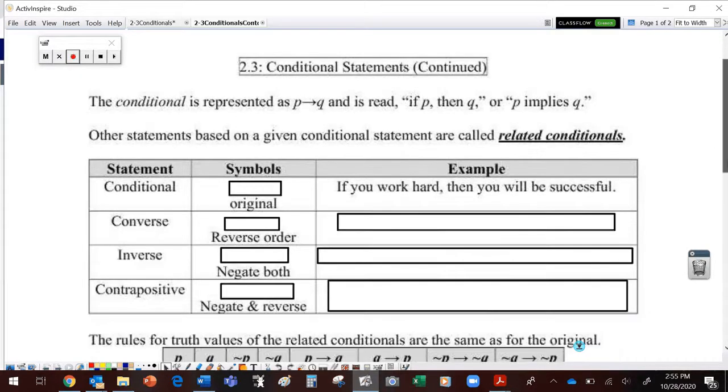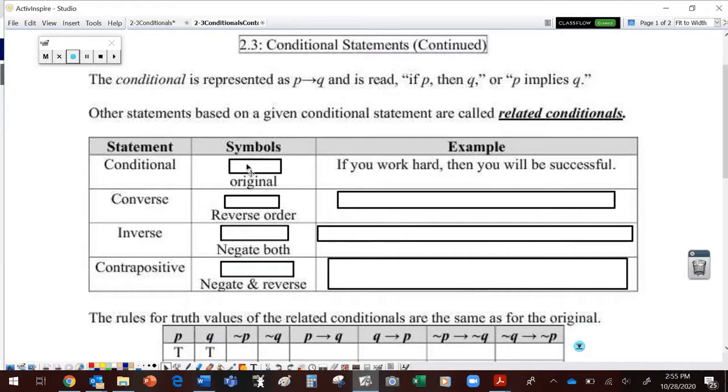Okay, so they're not exactly if P then Q. The conditional is the original, and that's if P then Q. So for example here, we have if you work hard, then you will be successful. Okay, and this is your basic statement.